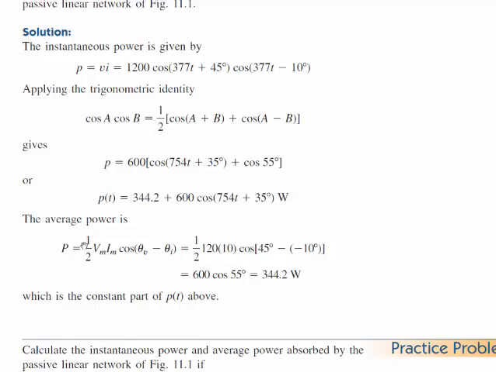The DC part is given by this part, multiplying the two cosine functions together. So that gives you the DC part. The DC part is right here, and the part running at twice the frequency is right there, which you need if you want instantaneous power. So these check.